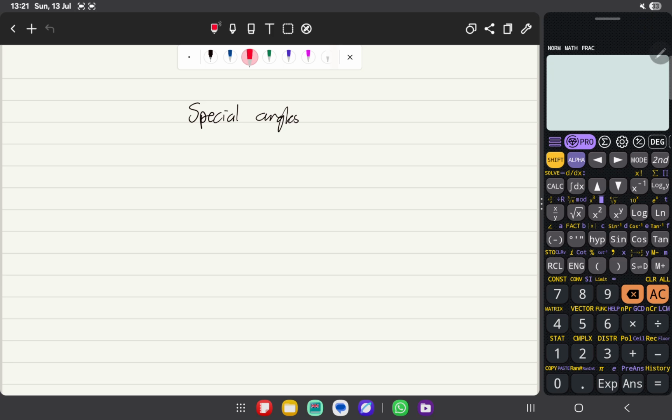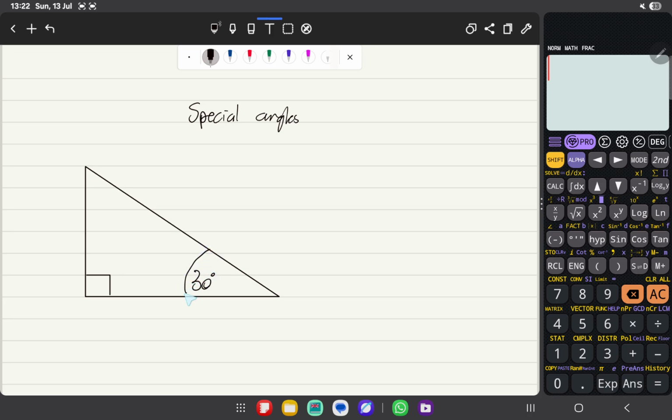So let's start with this triangle. That is your right angled triangle. And our right angle triangle has 30 degrees, right? And of course, the remaining angle will be 60 degrees. Combined together, 60, 30, and 90 give you 180 degrees, right?